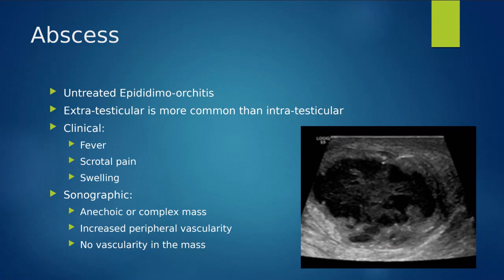Clinically, fever, pain, swelling, all standard symptoms of an abscess or infection. On ultrasound, we're going to see an anechoic, but mainly a complex mass, meaning it has mixed solid and fluid components. We're going to see increased peripheral vascularity, and that's the body's attempt to fight that off by getting blood supply to it. And then we're also going to see no vascularity within the mass, and that is because it's mainly going to be filled with nasty fluid and pus.